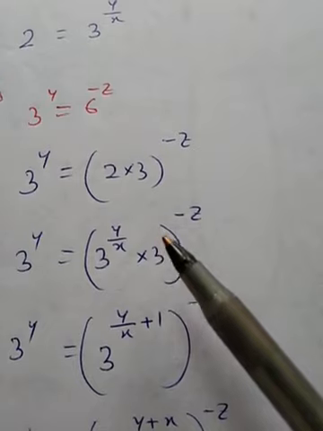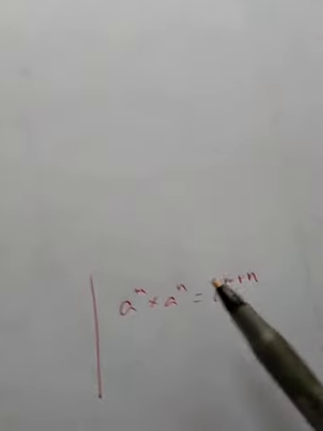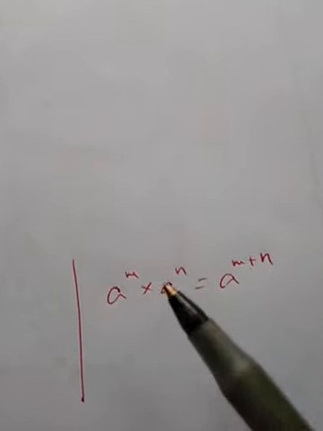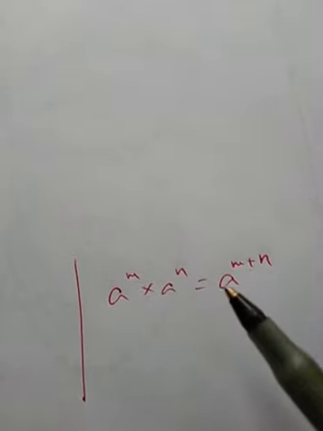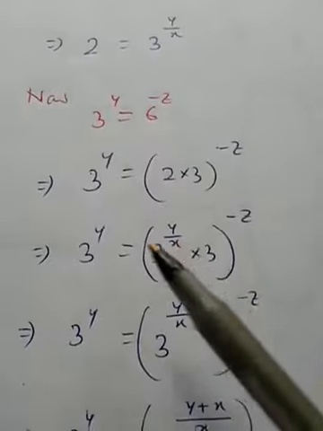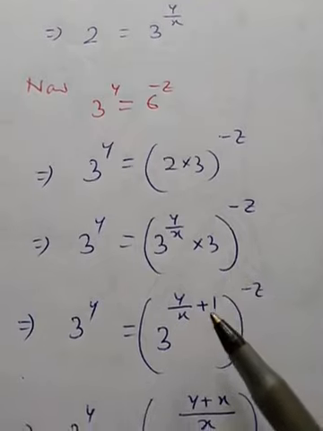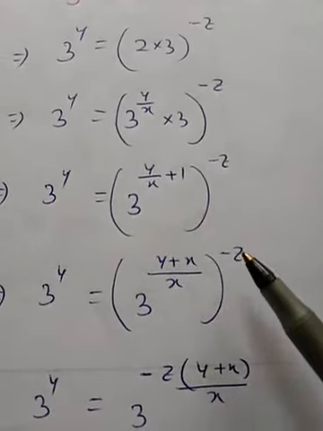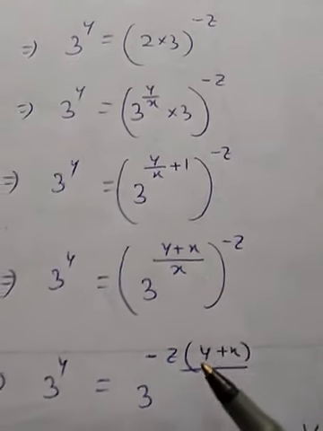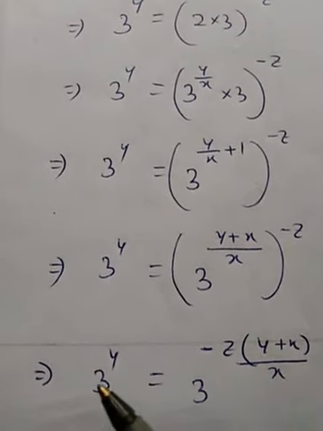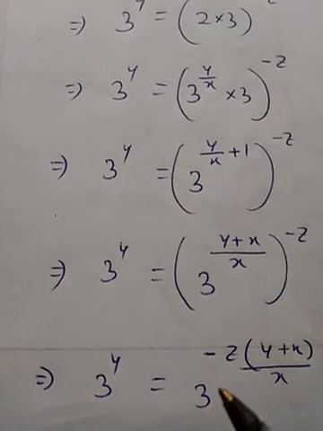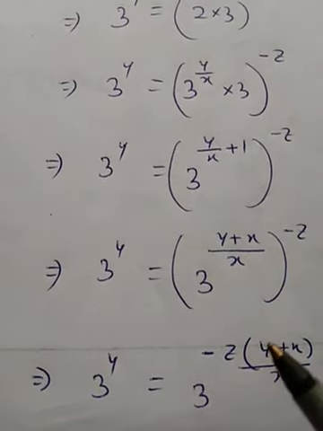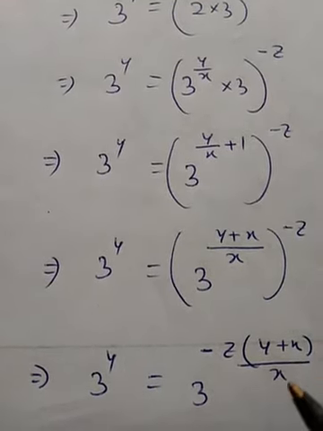3 exponent of 3 is 1, so we are using this relation: a to the power m into a to the power n is a to the power m plus n. So y by x plus 1 we have written, taken LCM, and then this exponent is multiplied with this another exponent. So now this will become 3 to the power y equal to 3 to the power minus z into y plus x by x.